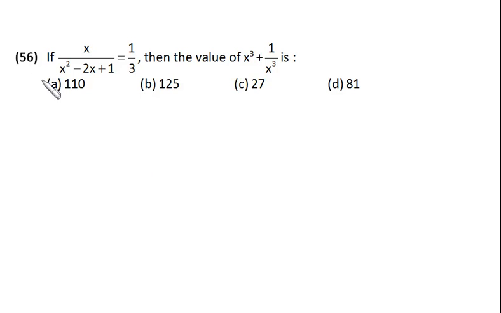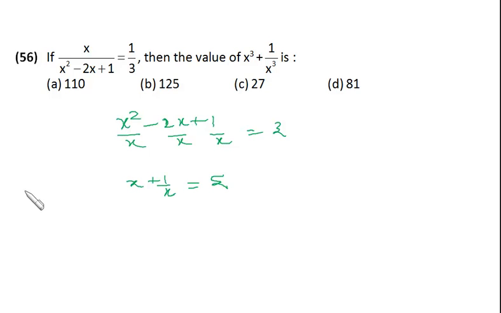Now let's see this. This expression is given, and we have to find out the value of x cube plus 1 upon x cube. So what I do is I just write the reciprocal of this to make it simple. So here it is x square minus 2x plus 1 by x, by x, by x is 3. So x plus 1 upon x is equal to, here it is x square by x is x, and 1 upon x is this, and we are left with minus 2. So if this minus 2 goes this side, it will be 5, right?